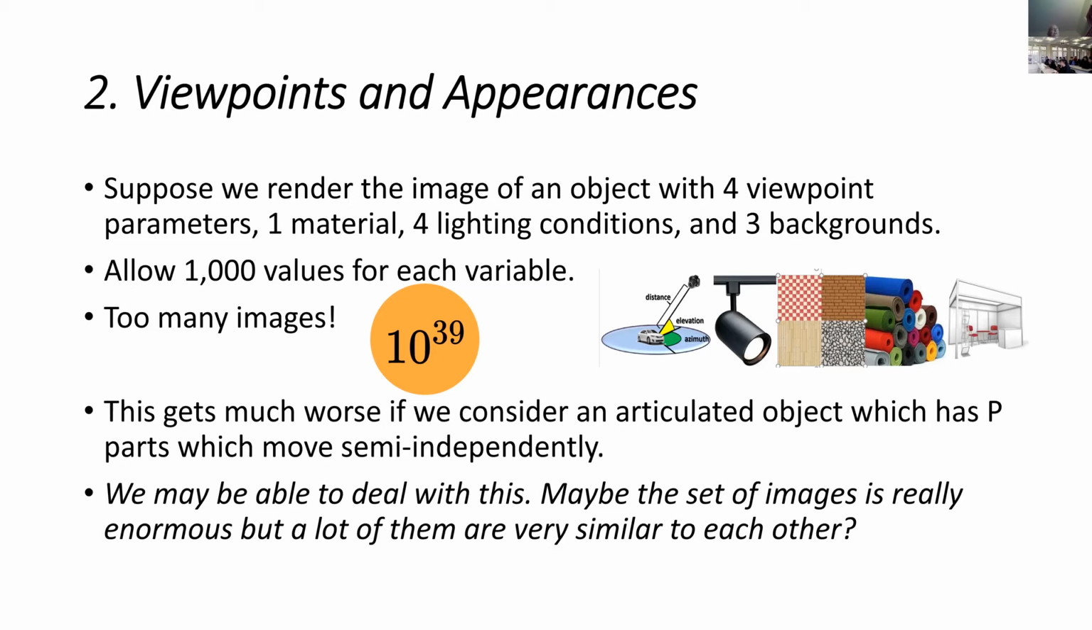Now that's for a single object with only one type of material, and it gets even worse if you consider an articulated object which has p parts which move semi-independently. So for this, we might possibly be able to make data sets that are big enough, maybe with enormous numbers of images, but maybe many of them are very similar. Still, this number 10 to the 39 should make you think a little.